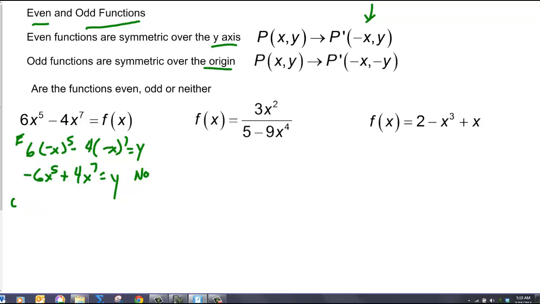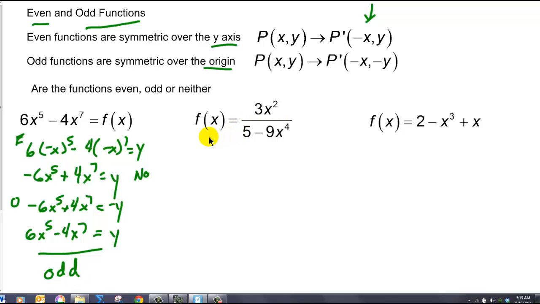Check for odd. Once again, we're going to take and plug -x, -y in. Well, if -x got me this, then -y will get me -6x to the 5th plus 4x to the 7th equals -y. Notice I want to get y to a positive, so this goes to 6x to the 5th minus 4x to the 7th, and that's the original, so this is an odd function.